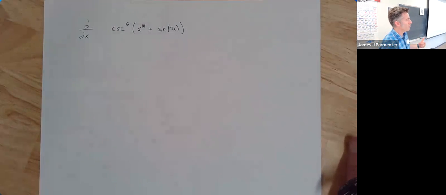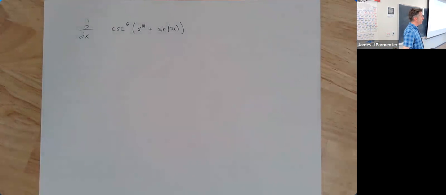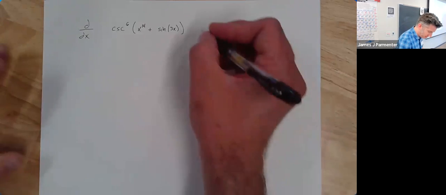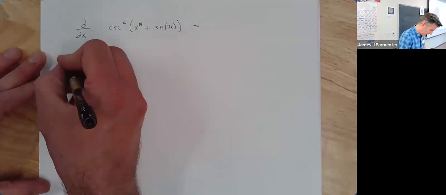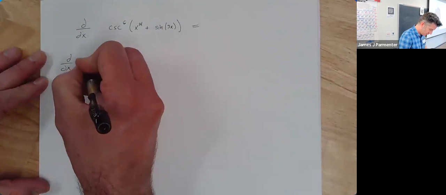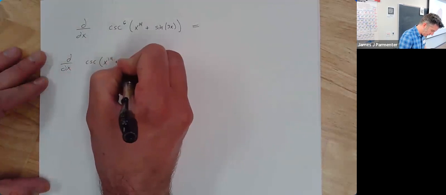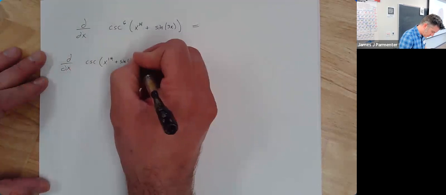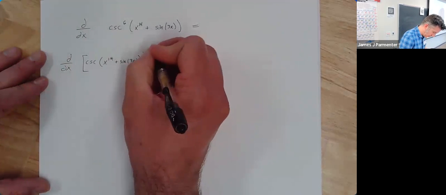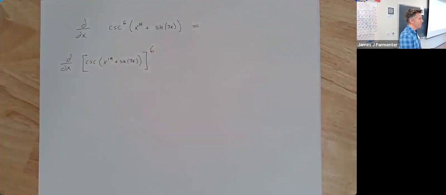When I'm looking at this, I'm trying to identify my outermost function. It's not cosecant. The outermost function here is actually being raised to the 6th power. When I have a trig function to a power and I'm taking the derivative of it, I highly recommend rewriting it as the derivative of cosecant of x to the 14th plus sine of 3x, all raised to the 6th power. Then it's a little more obvious that I've got a bunch of stuff to the 6th power.